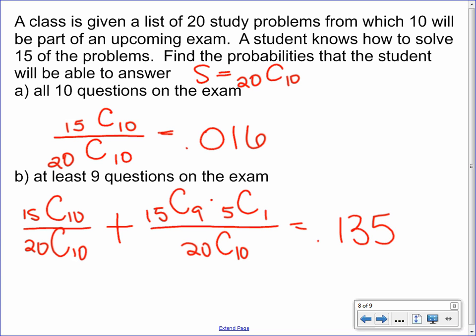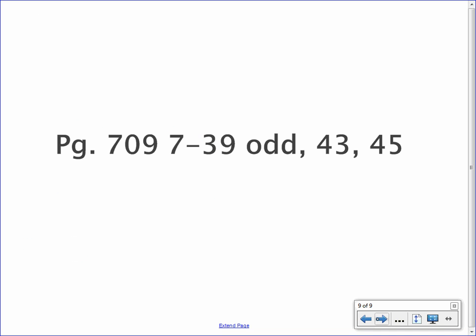Is that a good study strategy? Yes. Not if you want an A. I'm bad at sleep. Any more questions on this example? There you go.